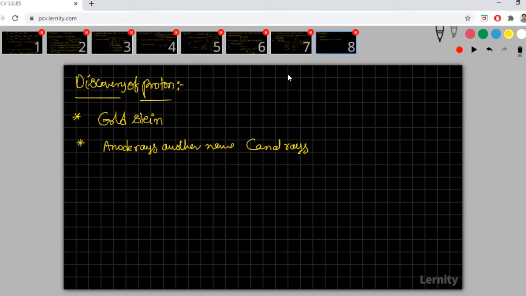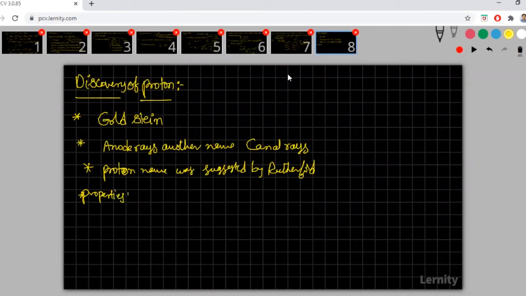The proton name was suggested by Rutherford. Proton name was suggested by Rutherford. What are the properties? So we will move on to the properties.